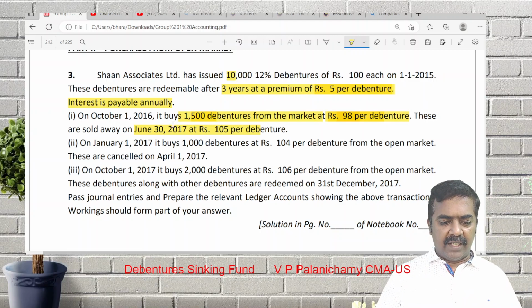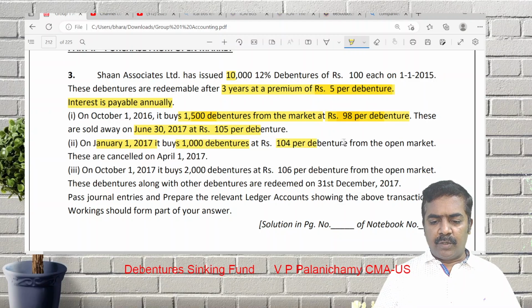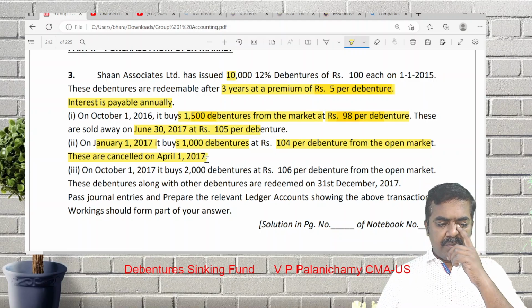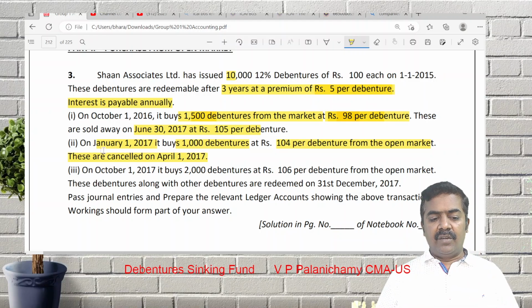If there is a loss, you can adjust in which account? P&L account. Next. Then on 1st January, we are buying 1000 debentures at 104 per debenture in the open market. These are cancelled on what date? 1st April. We are buying on 1st January our own debentures. On 1st April, that own debenture is cancelled.